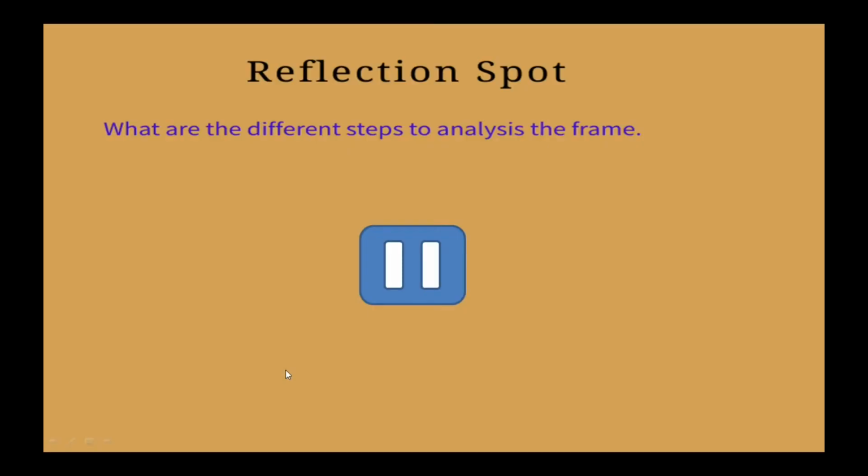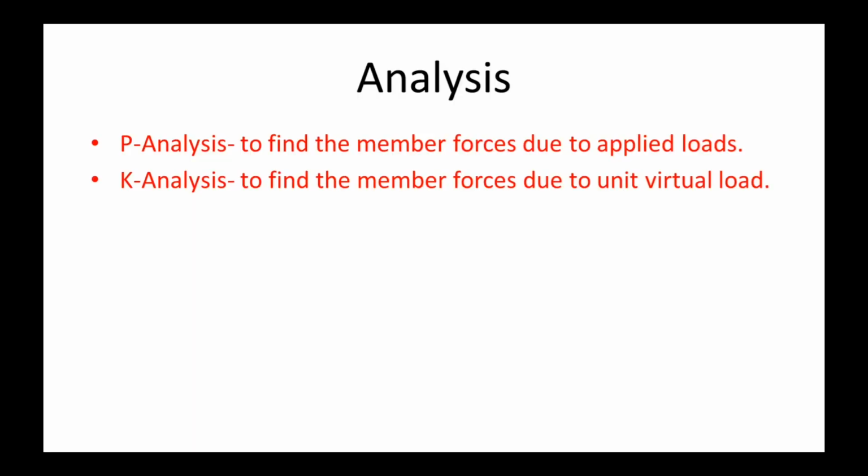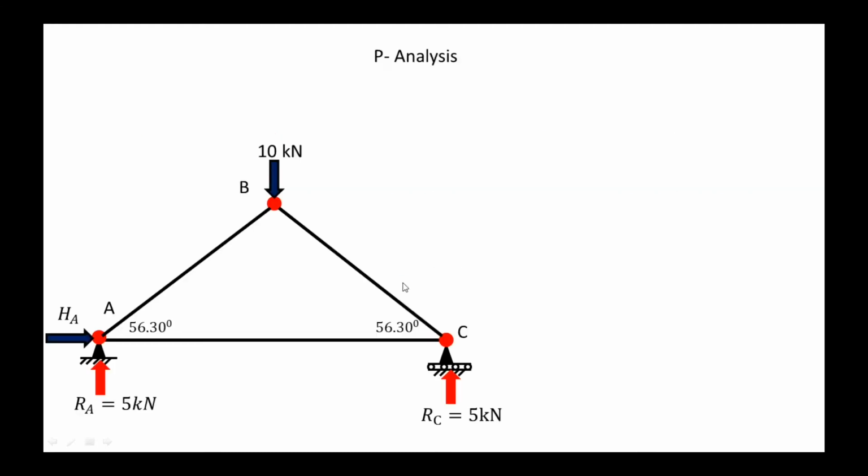Then take a pause, and the question arises in the mind of the student, what are the different steps to analyze the frame. So steps are the same as per the previous problems. That is, the first step is the P analysis, that is to find the member forces due to applied load, and the K analysis is to find the member forces due to the unit virtual load. So first go for the P analysis. So these are the reactions RA and RC.